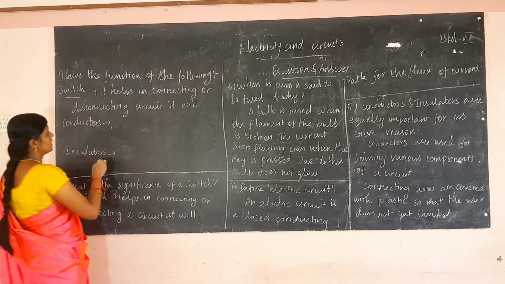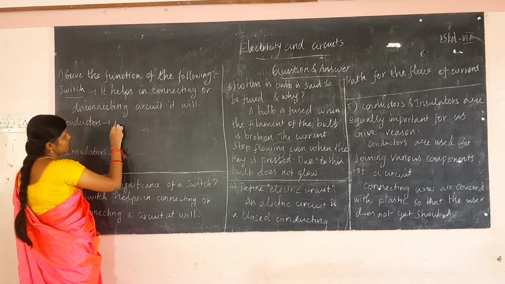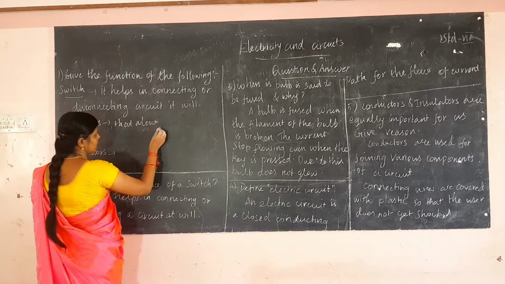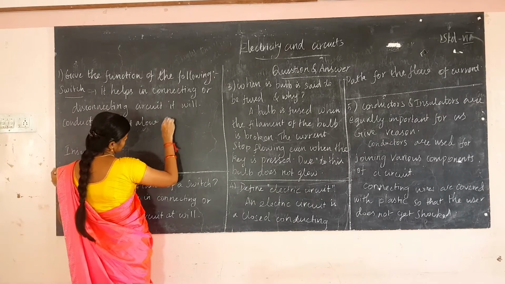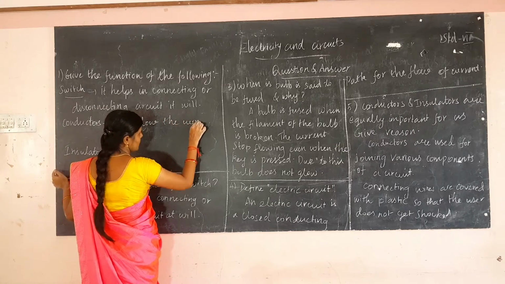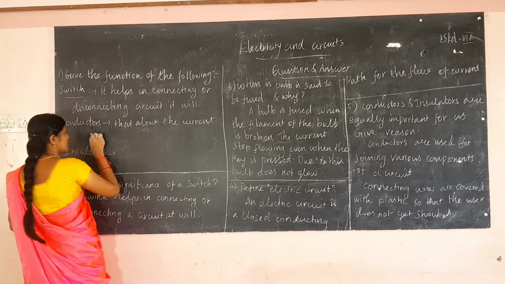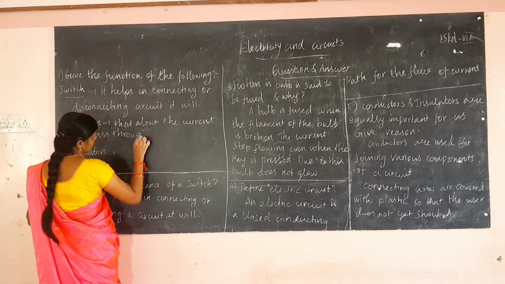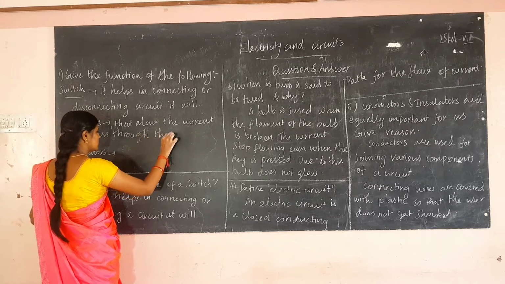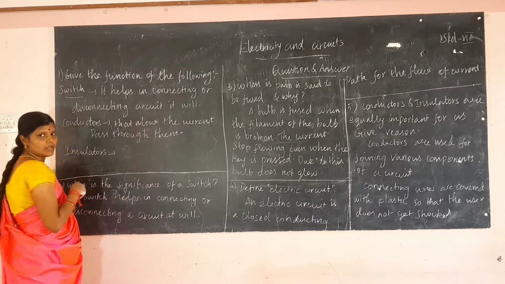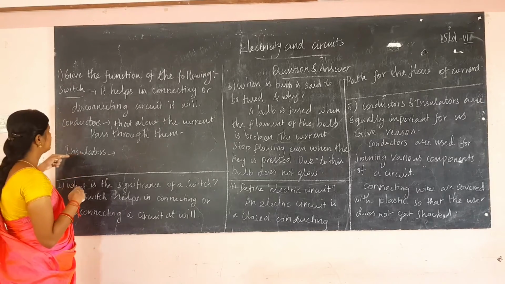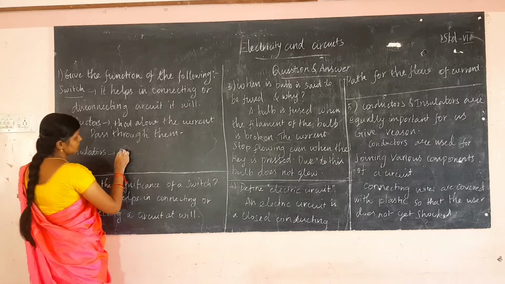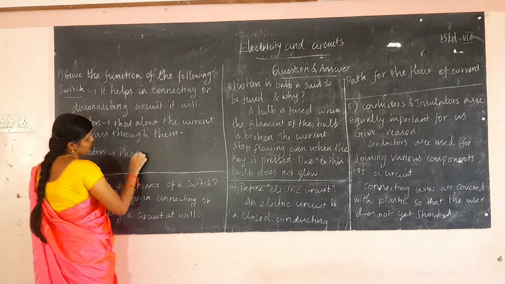What are conductors? Conductors are the materials that allow the current to pass through them. Materials are classified into two types, one is conductors and another one is insulators. Conductors are the materials that allow the current to pass through them, and insulators are the materials that do not allow the current to pass through them.